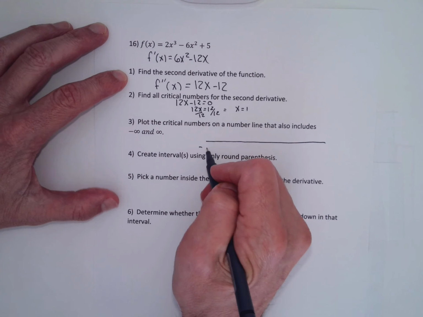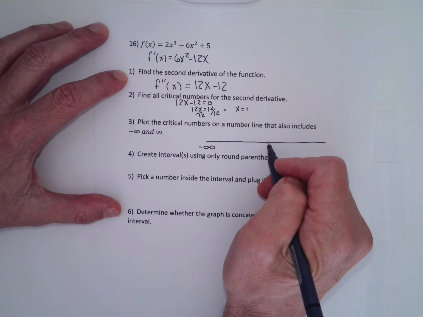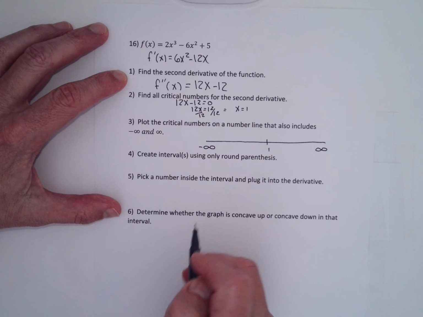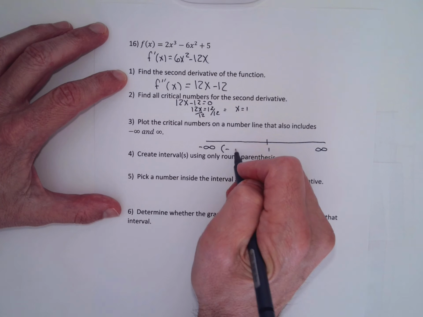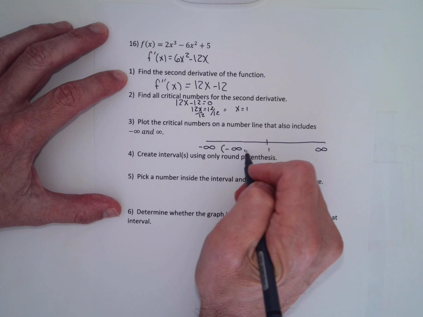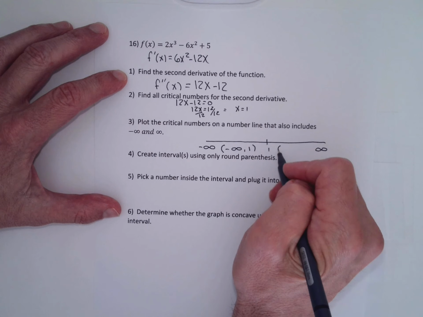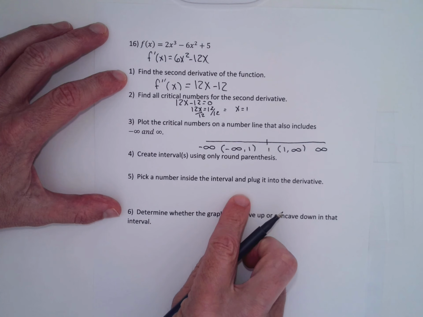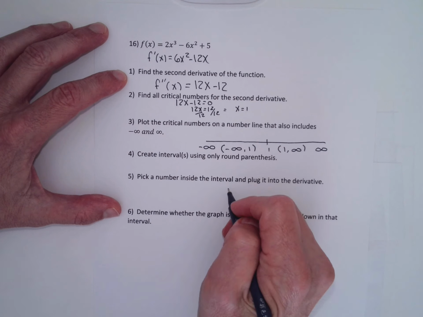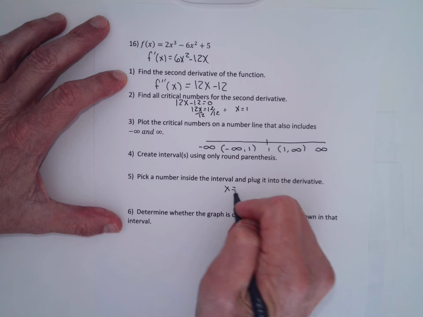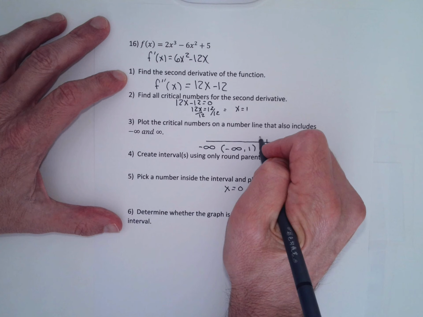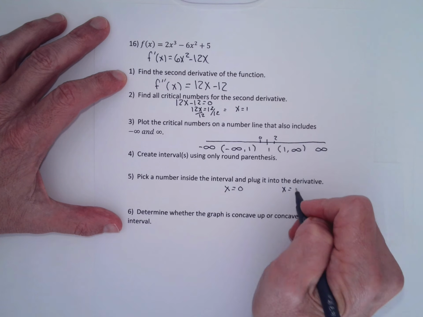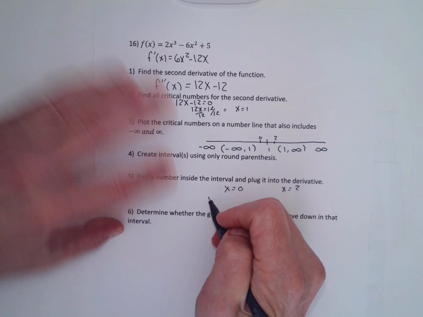Now I'm going to take the number that I found, plug it on a number line that also includes negative and positive infinity, create intervals that only have round parentheses, the interval from negative infinity to 1, the interval from 1 to infinity. Then in each region, I'm going to pick a number. In the first region, I'm going to pick 0 because it's in that region, and 0 is my favorite number to pick generally. And in the second region, I'm going to pick 2. And I'm going to plug them into the second derivative.